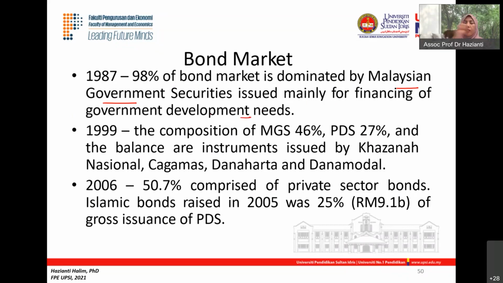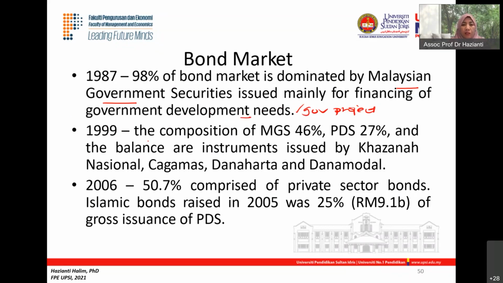If you can recall, in the prior chapter we already looked at the different types of money market instruments. One of them is the securities issued by the government, mainly for financing of government development needs or certain government projects.